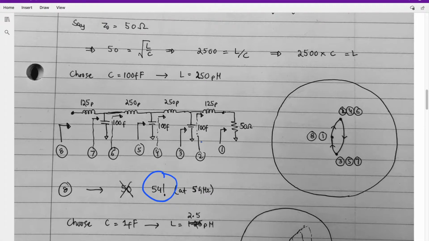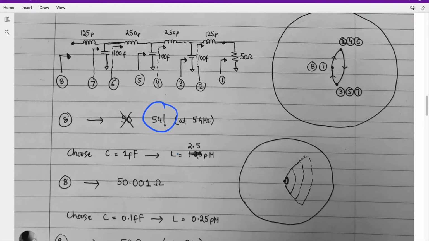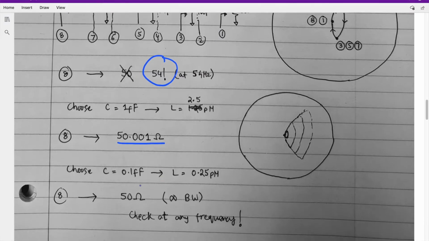So let's choose C equal to 1 femtofarad. Then it gives L equal to 2.5 picohenry. Now if you put those values here and simulate this circuit, you would see you're very close to 50 ohm. Or better yet, let's put 0.1 femtofarad. It will give 0.25 picohenry. And now you will see you are exactly at 50 ohms. This line will exactly give you 50 ohms. So this is truly a 50 ohm characteristic impedance.